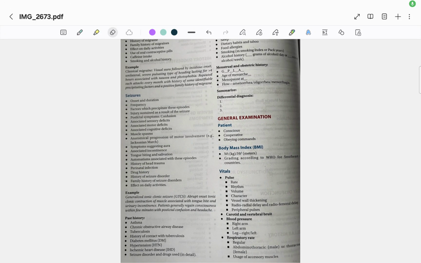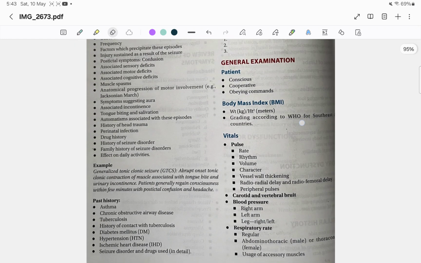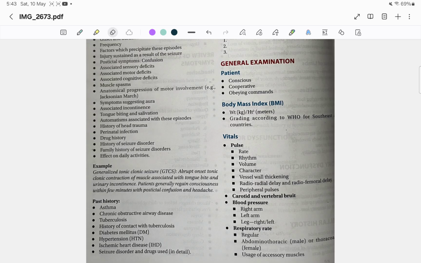Hello everyone. Today we are going to talk about what are the things you should know in general examination in CNS. Mainly consciousness. We will evaluate consciousness with GCS, the Glasgow Coma Scale, and cooperativeness and obeying commands depend upon the patient's ability. For a stroke patient, mostly consciousness is important. Obeying commands and cooperativeness depend upon the type of stroke. And then we have BMI and all, not so important.